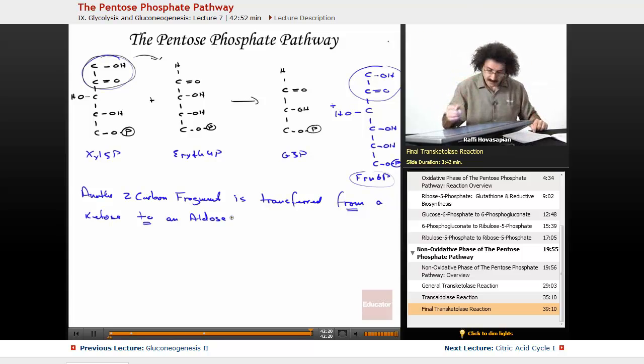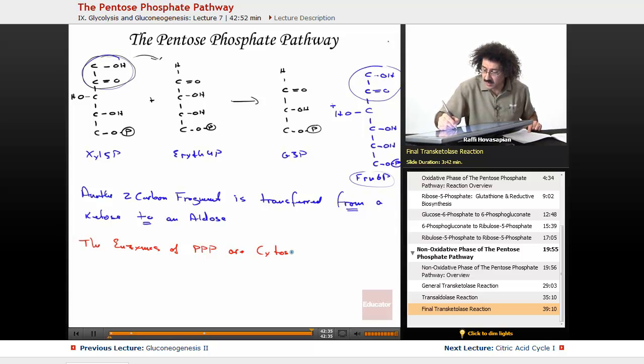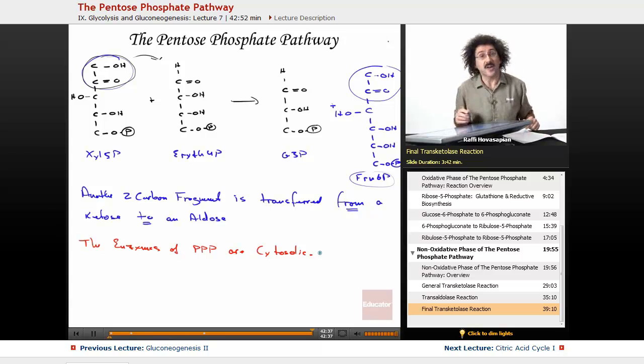That's it. And the final word on the pentose phosphate pathway: all of these enzymes of the pentose phosphate pathway are cytosolic. There you go. This closes out our discussion of glycolysis, gluconeogenesis, and the pentose phosphate pathway.